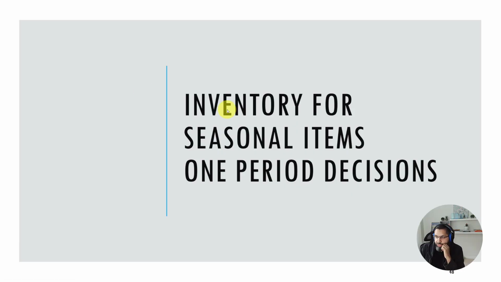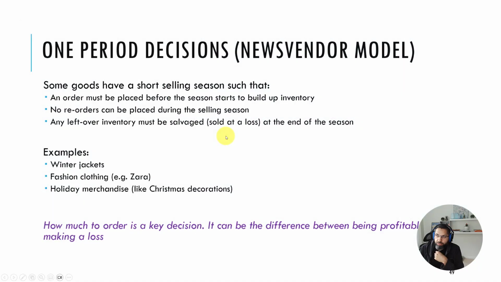Inventory for seasonal items, one period decisions. Now we're going to look at the problem of how much to order when we cannot get a replenishment, because till now we have looked at QR systems and PT systems. In both of them, ordering again and again is a key part of the system. In QR systems, you keep ordering whenever you hit the reorder point. In PT systems, every P days you reorder.